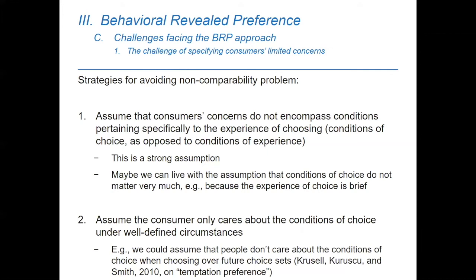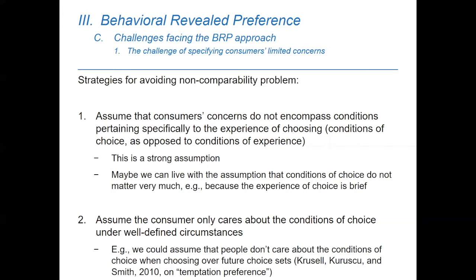It's not that they don't matter at all, but if they don't matter very much, then as an approximation, we can ignore them. A second possibility is to assume that the consumer only cares about the conditions of choice under well-defined circumstances. For example, we could assume that people don't care about the conditions of choice when choosing over future choice sets. In particular, Crissell, Carusco, and Smith in a 2010 paper used this strategy to make welfare judgments in the context of temptation preferences. Those are some possibilities. I'm actually working on another possibility now with Dmitry Taubinsky, and I hope eventually to add to this list.